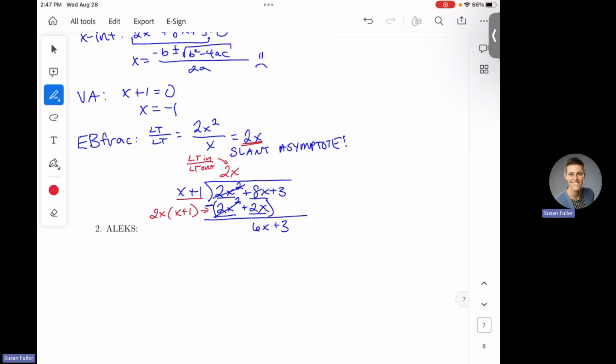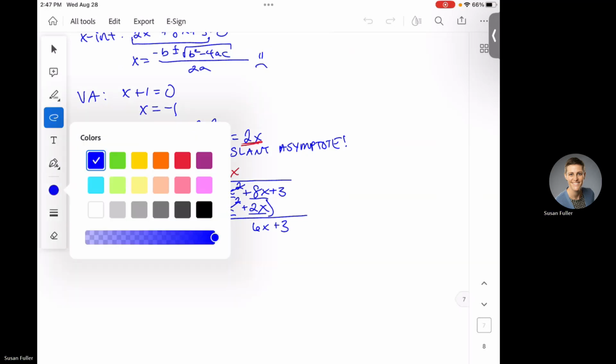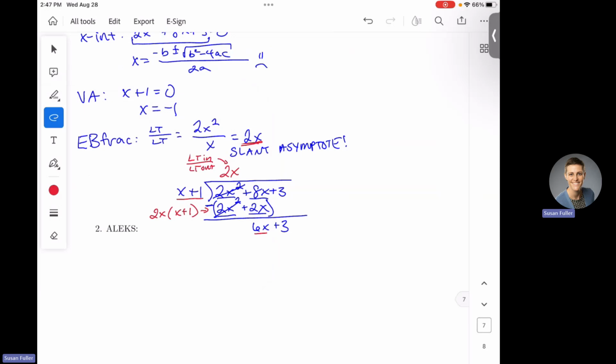My leading term inside is 6x. My leading term outside is x. So 6x divided by x is 6. So I'm going to do a 6 up here. And then I'm going to take that and I'm going to multiply by my whole divisor just like before. So I'm going to do 6 times x plus 1, and I'm going to put that down here.